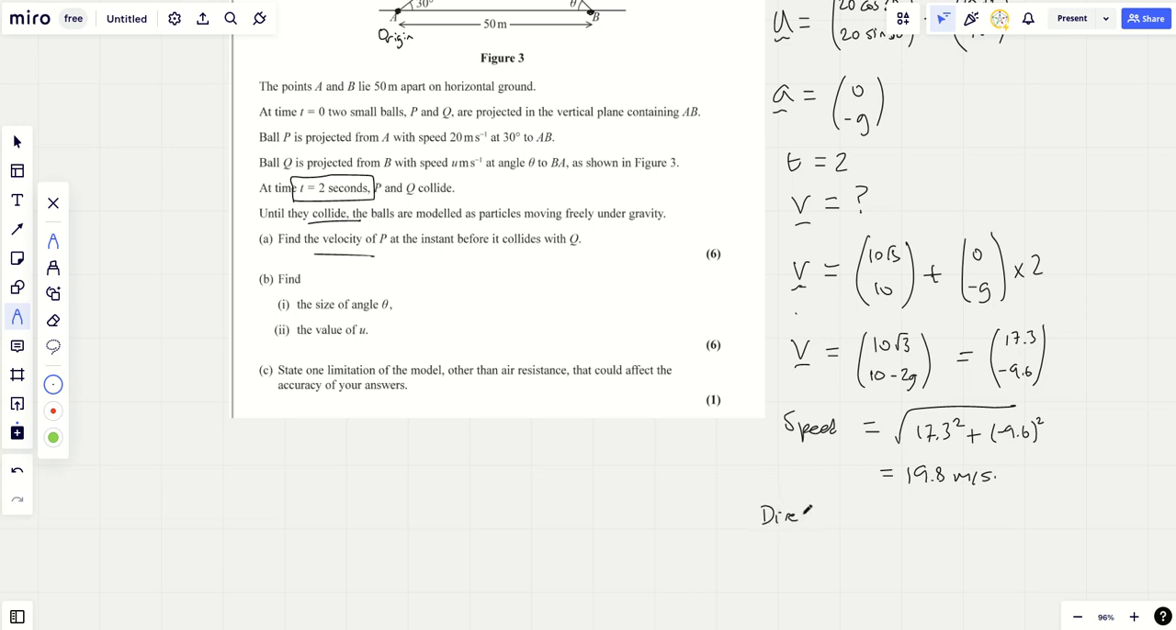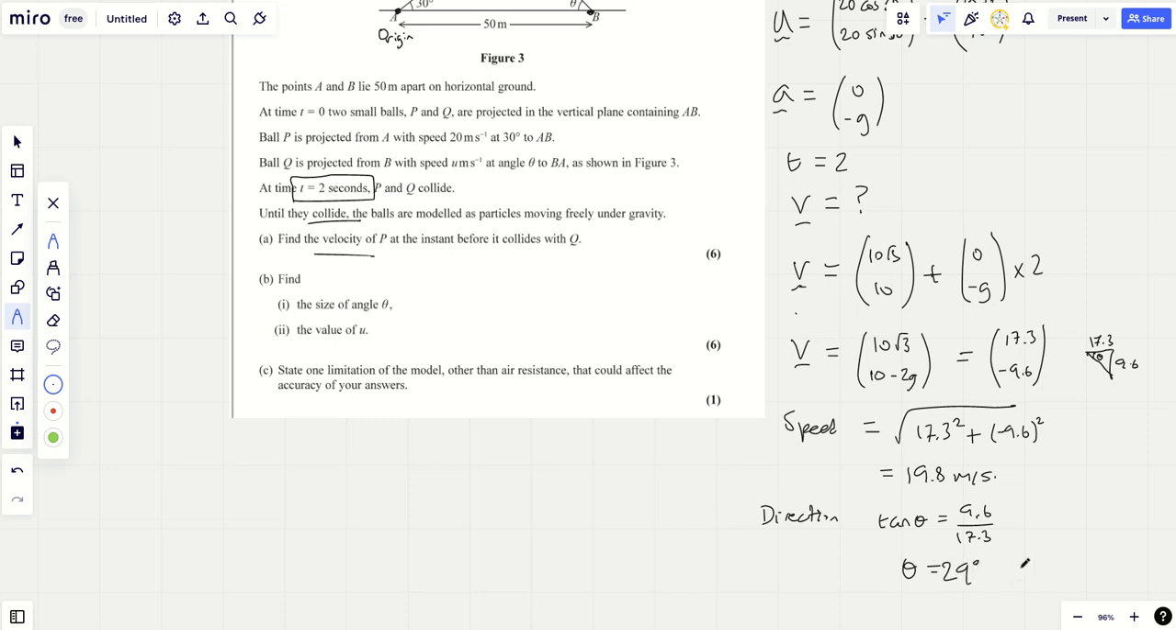And then the direction. Well, if you think about this, the ball's going down at this point, isn't it? It's going 17.3 across, 9.6 down. If we call that theta, then tan theta is going to be 9.6 over 17.3. So inverse tan of 9.6 divided by 17.3. Oh, sorry, I typed it in wrong. It's very easy to input things into the calculator incorrectly, so watch out for that. I've done it a million times myself. Okay, I'm getting an angle of 29 degrees.